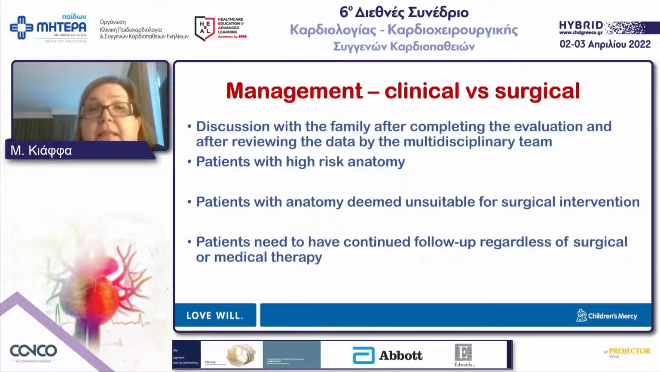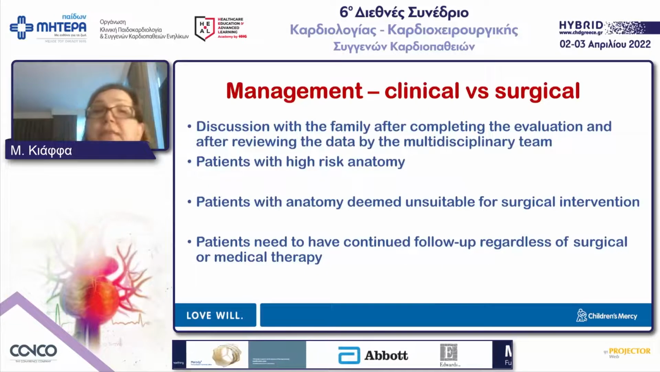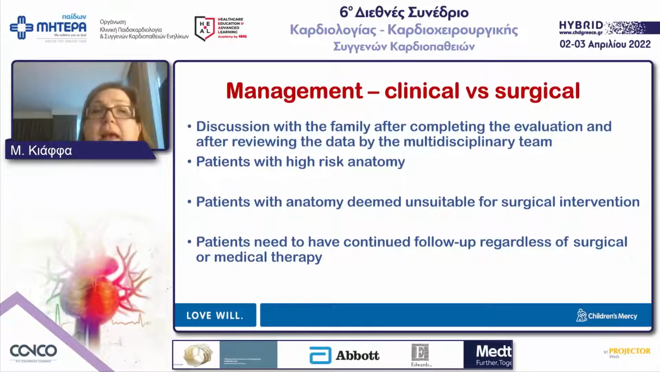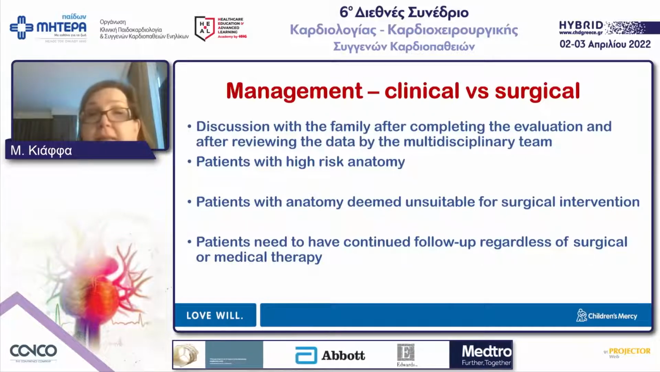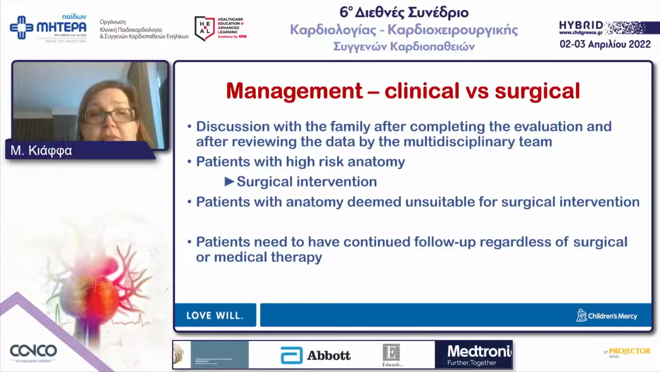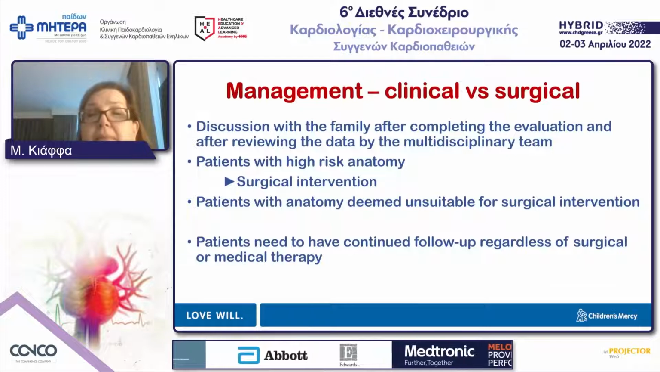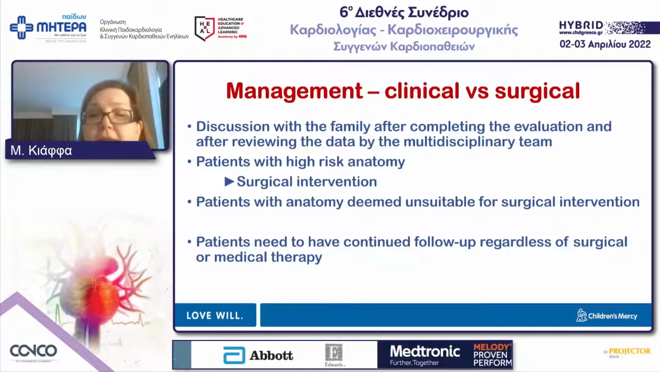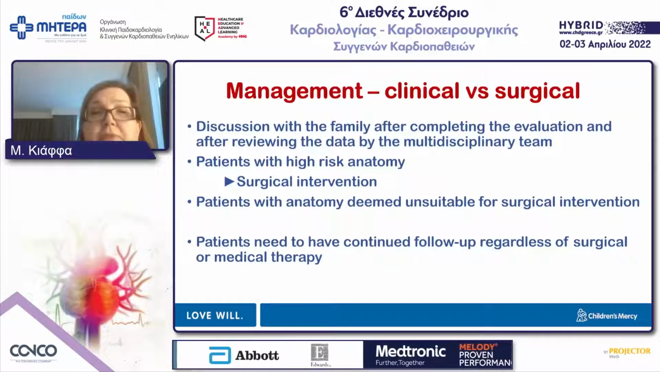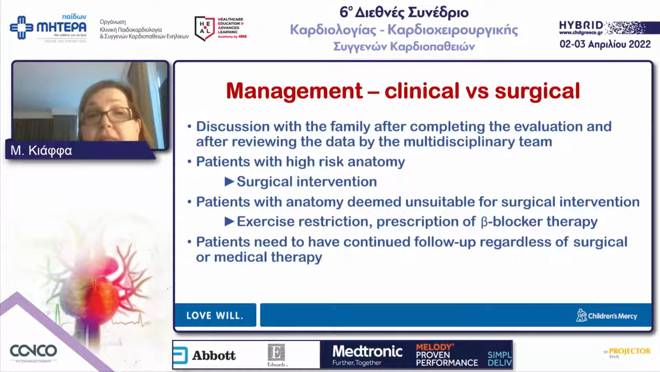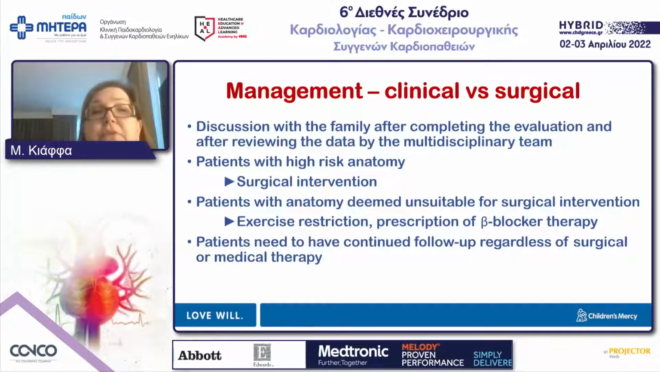So management, clinical versus surgical: we have to discuss with the family and make them part of the decision-making process. Patients with high-risk anatomy, this is a no-brainer, will have surgical intervention. Patients with anatomy that is deemed unsuitable for surgical intervention, such as a conal artery that is intramyocardial, crossing the conal septum, will have exercise restriction and beta blocker therapy. And the patients need to have continued follow-up regardless of surgical or medical therapy.